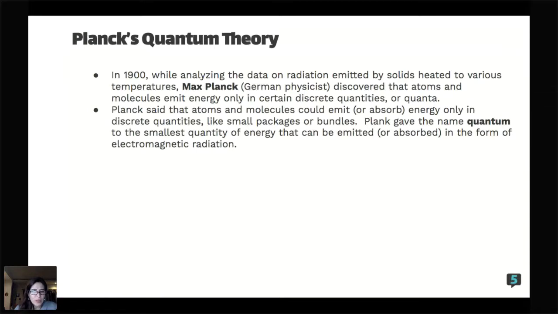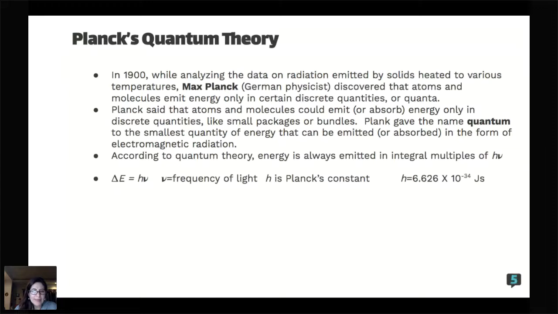So, according to this theory, Planck said that energy is always emitted in multiples of hν, where h is Planck's constant, 6.626 times 10 to the negative 34 joule-seconds, and ν is the frequency of light.